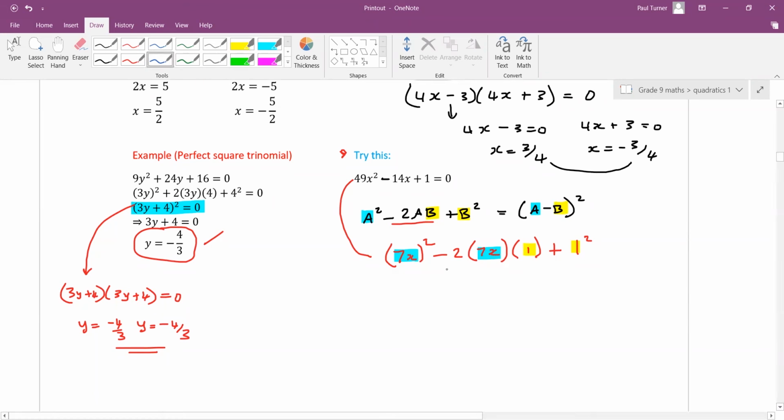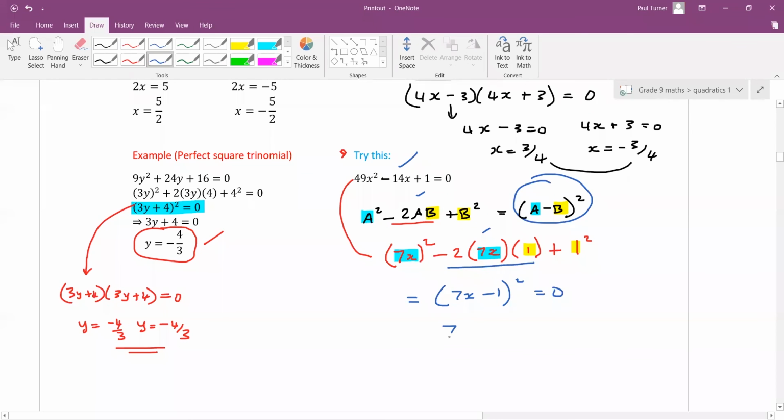So if everything looks all right, I think it is. So this is 14, 2 7s are 14, times 1 is 14. So the middle term is okay. And the first and last term are okay. So you can write that as 7x minus 1 squared equals 0. So this is your a minus b squared here, what I just wrote then.